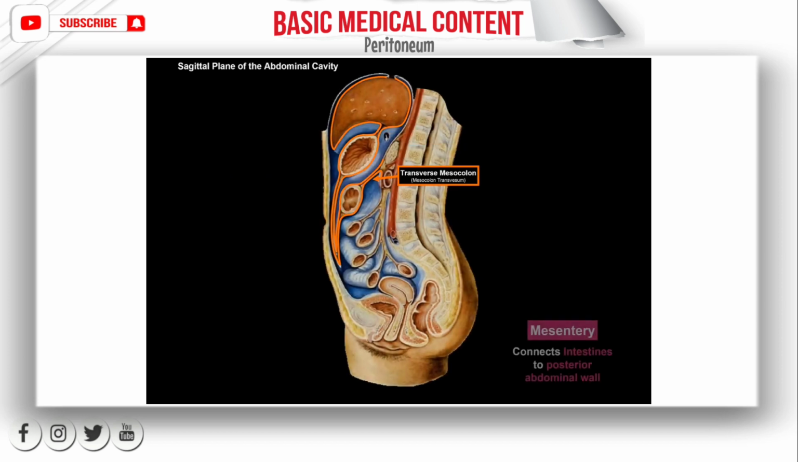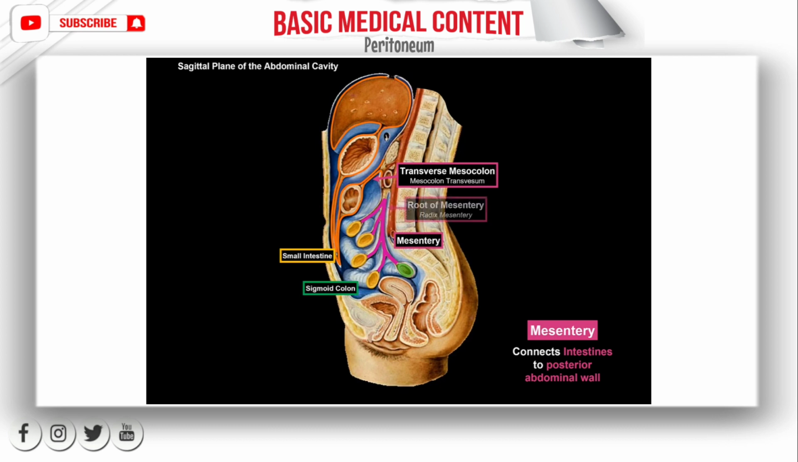Now, this connection is called mesentery. The transverse mesocolon is called the mesentery. So the mesentery connects the intestines to the posterior abdominal wall. And there are two types. One is the transverse mesocolon we mentioned earlier, and the other one is related to the small intestine and the sigmoid colon. The mesentery will surround all of them and attach them to the posterior abdominal wall. And when they all meet, they will become the root of mesentery, which starts at the second lumbar vertebrae. So the mesentery is a visceral peritoneum that connects the intestines to the posterior abdominal wall.